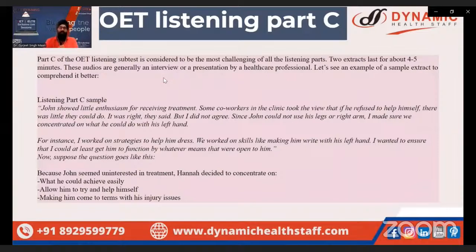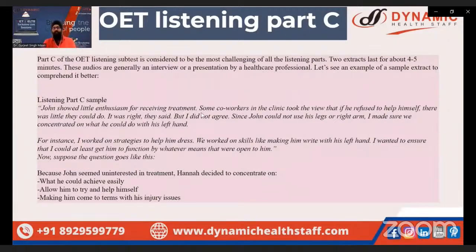So it's up to us to understand that the right speaker is talking about question number 31 now, then 32, then 33. So this becomes a bit difficult, but not too difficult. With the proper strategies, we can easily get it. Now for example, let's assume this is the listening part C sample.